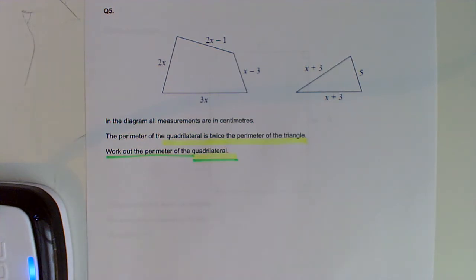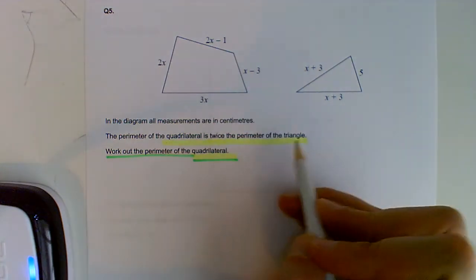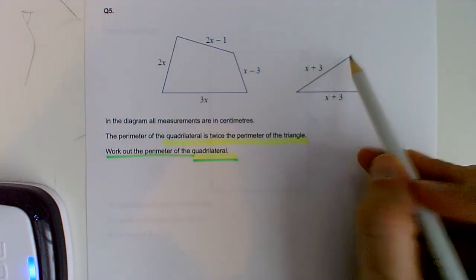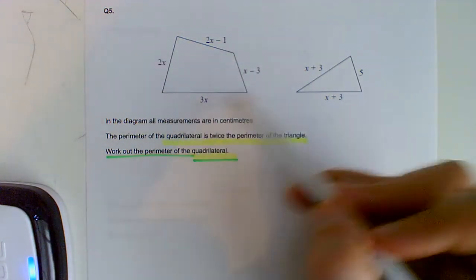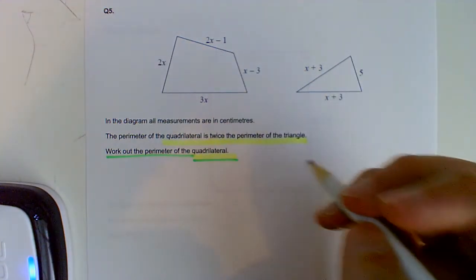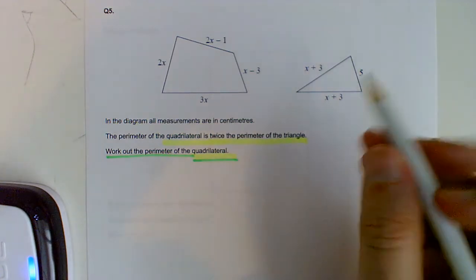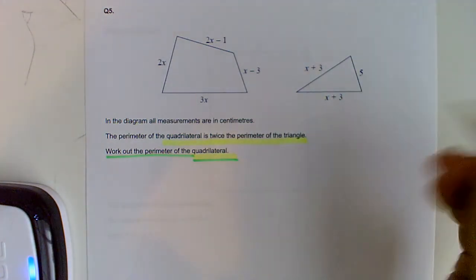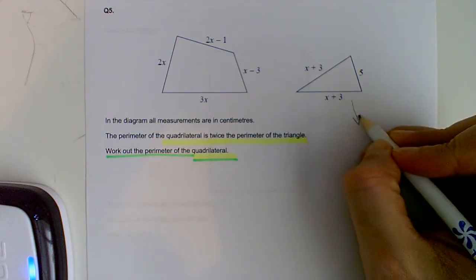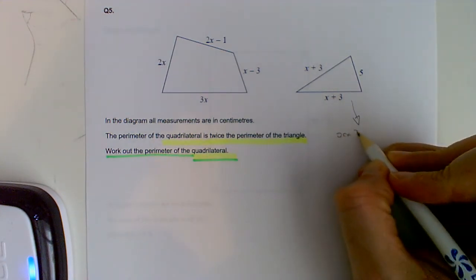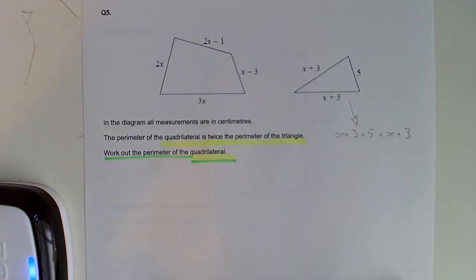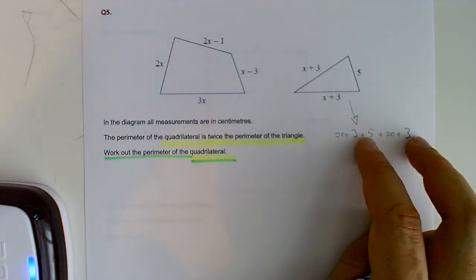Okay, so what this means, this bit in yellow, means that if I add this up and double it, I will get this one. Okay, so I'm going to do this one a little bit differently. I'm going to add this one up first, separately, and then times it by 2. So I'm going to do this one over here. I'm going to do x add 3, add 5, add x add 3. That's going to give me 2x, add 11.